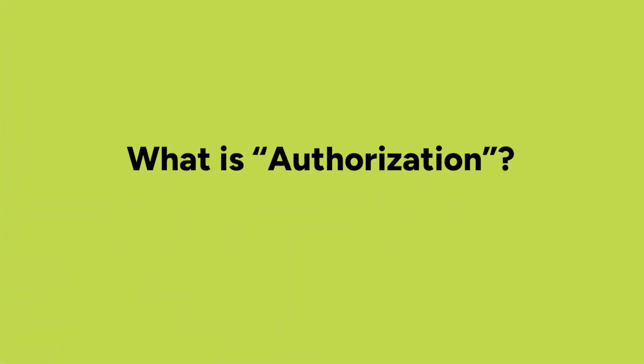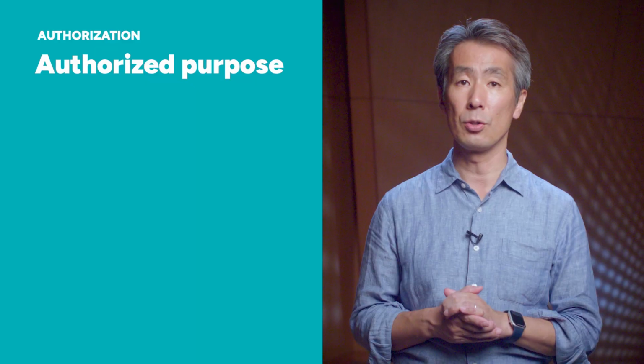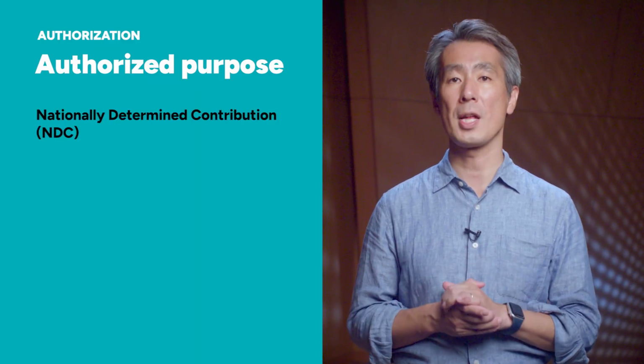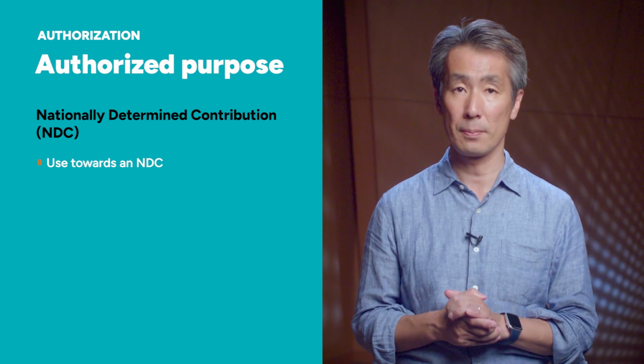What is authorization? Authorization is a critical step in international cooperation under Article 6.2 guidance. It is a formal action by the government that allows mitigation outcomes from a cooperative approach to be used in the context of the Paris Agreement. The country providing authorization must clearly specify the authorized purpose, which may include use towards achieving the country's nationally determined contribution, or NDC.